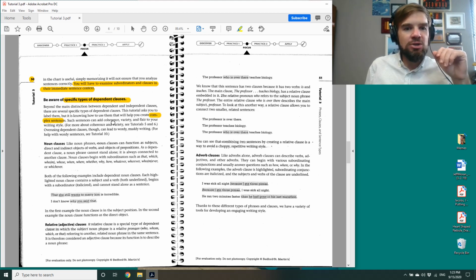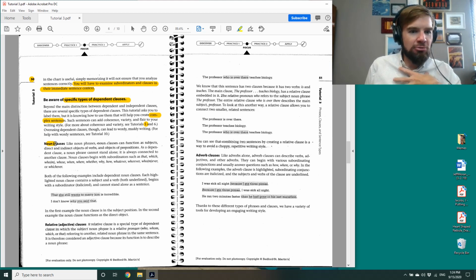Such sentences can add coherence, variety, and flair to your writing style. For more about coherence and variety, see tutorial 5 and see tutorial 6. Overusing dependent clauses, though, can lead to wordy, muddy writing. For help with wordy sentences, see tutorial 10.